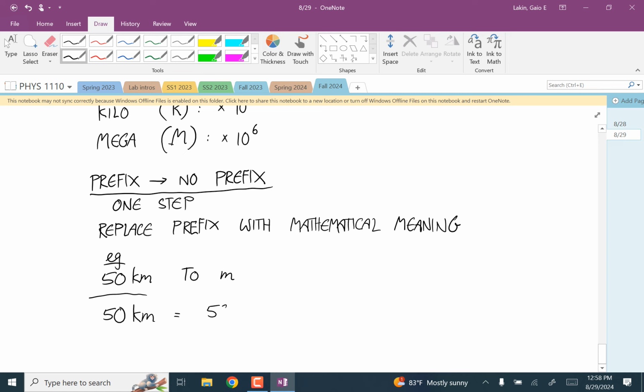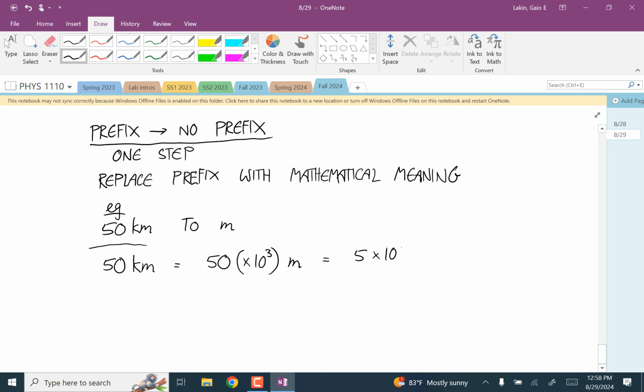So this is equal to 50 times 10 to the third meters, and that's all there is to it. Then, for formatting, if you're going to put this in scientific notation, this would be 5 times 10 to the fourth meters.